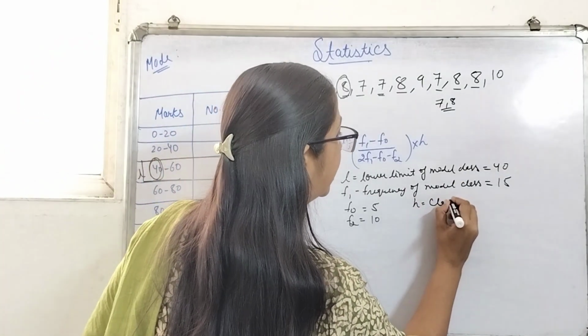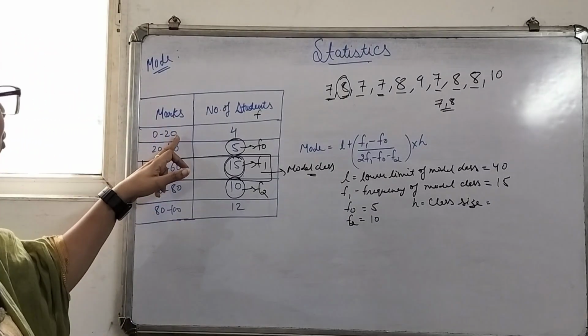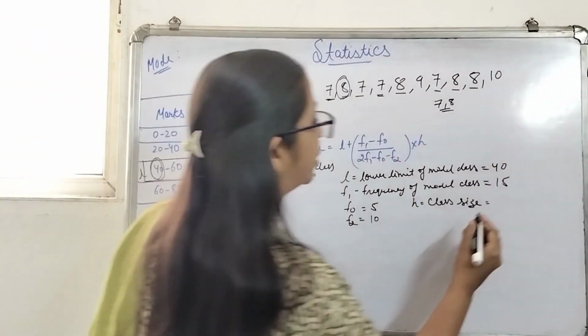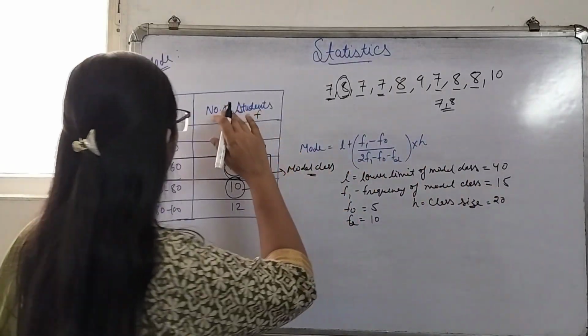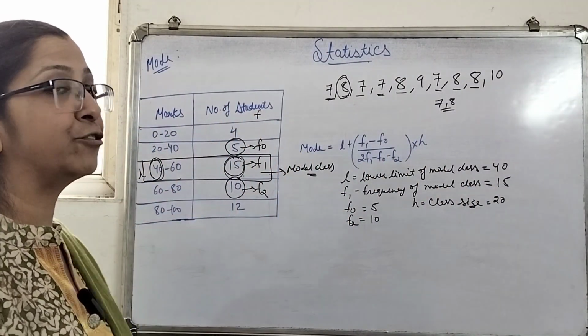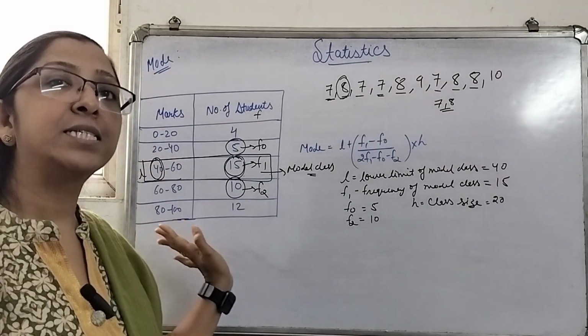h is the class size, that is upper limit minus lower limit. You can take 20 minus 0, or 40 minus 20, anyhow. This will be 20. Although it is possible to solve these types of questions when the class size is different, in this chapter we'll be discussing only when the class size is the same.